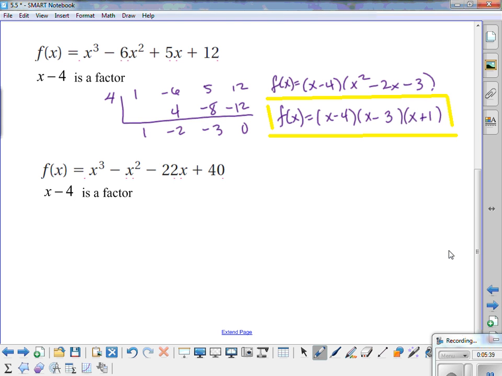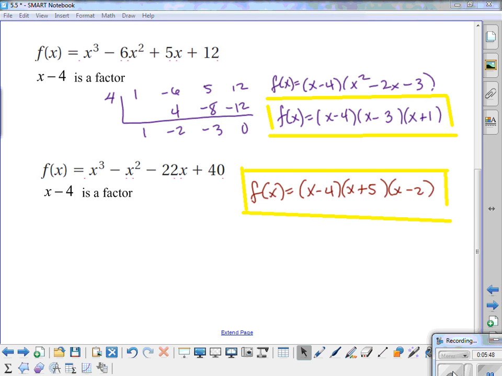It is a lot easier than long division, yes. Long division. Okay, I think we're all agreeing it's x minus 4 times x plus 5 times x minus 2.